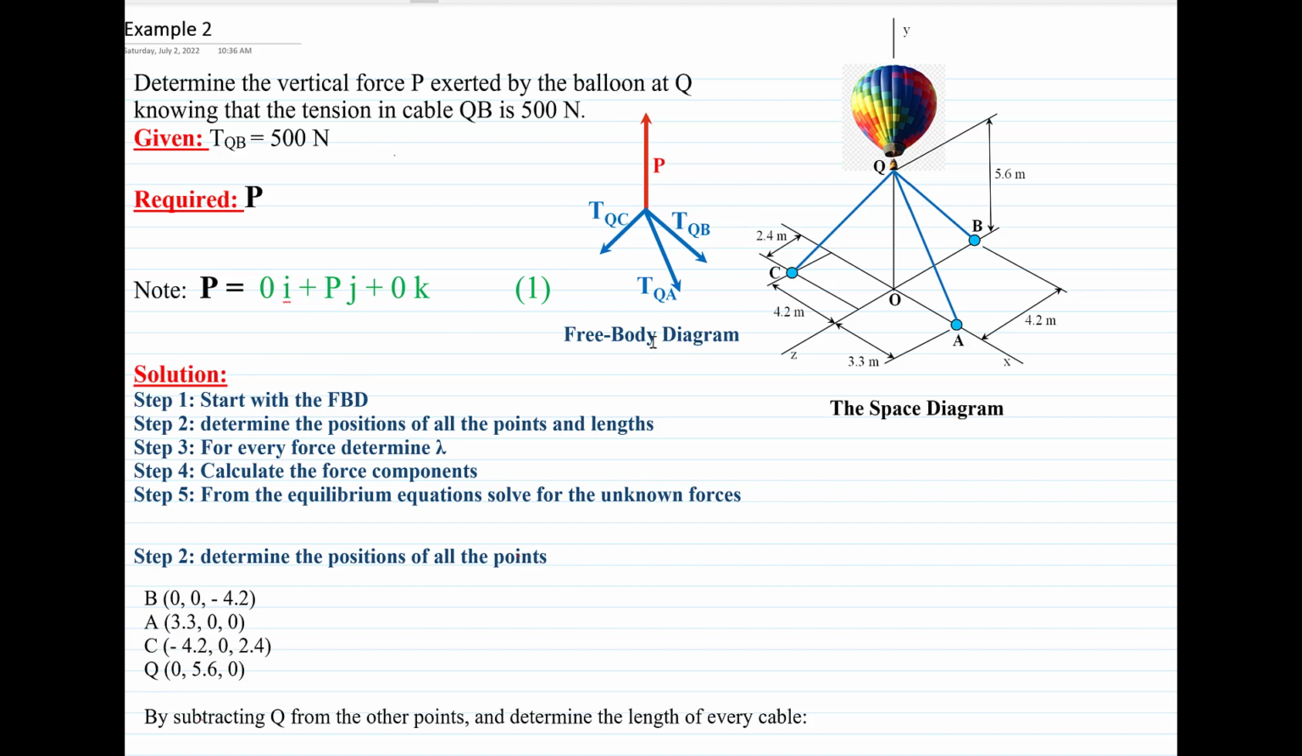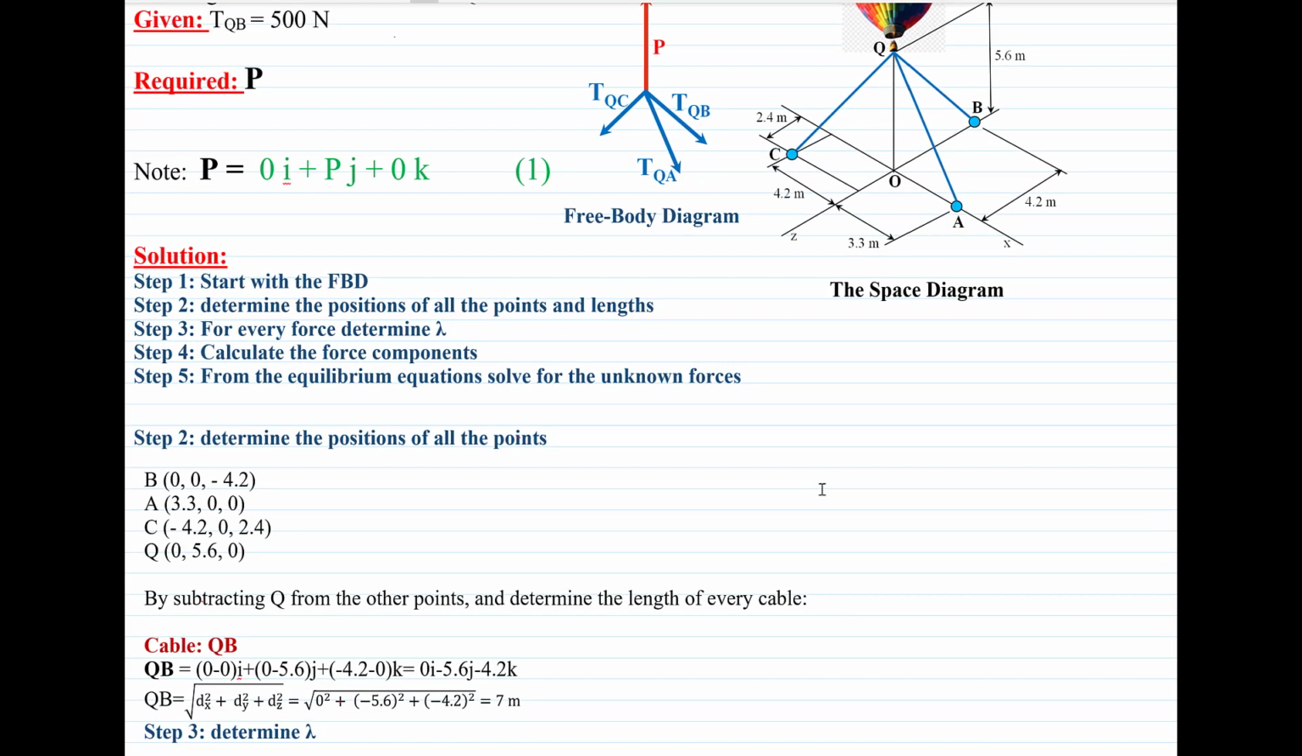So now the methodology of solution is very straightforward. We have the free body diagram. Here is the space diagram. Now we need to determine the position of all the points and the lengths. So determine all the positions.